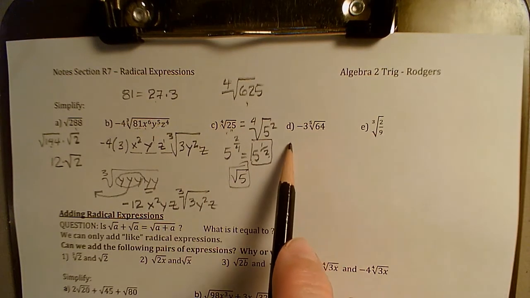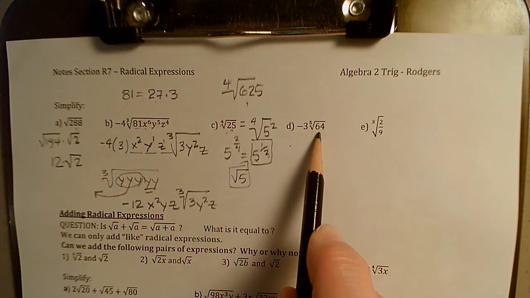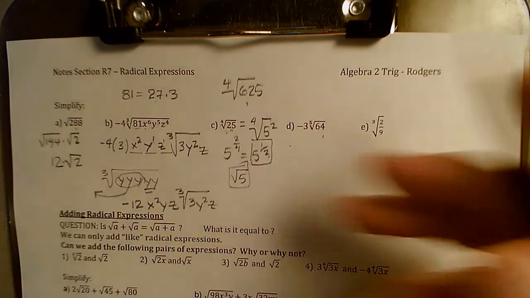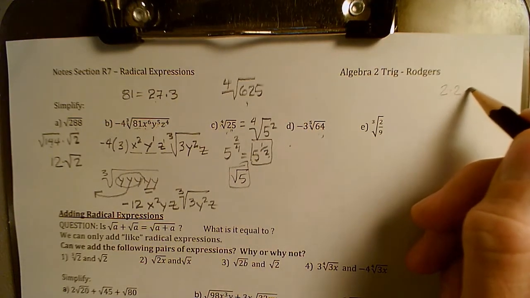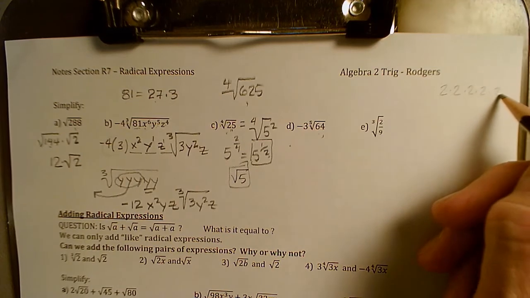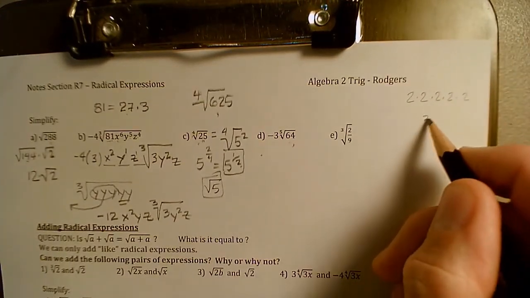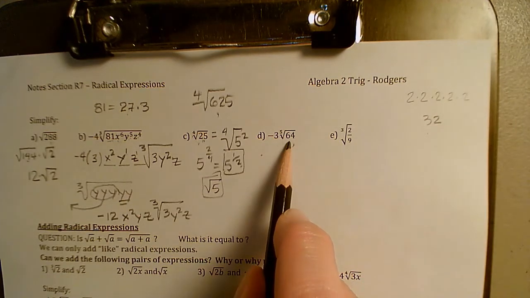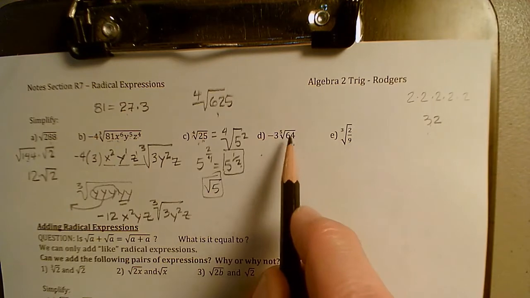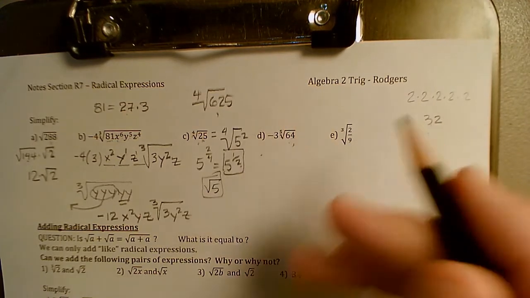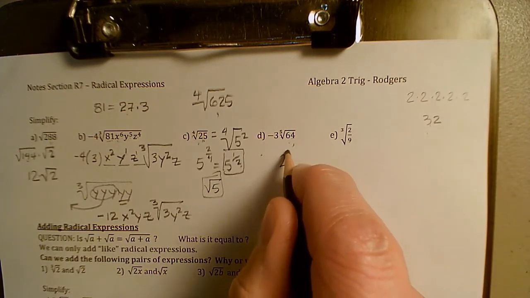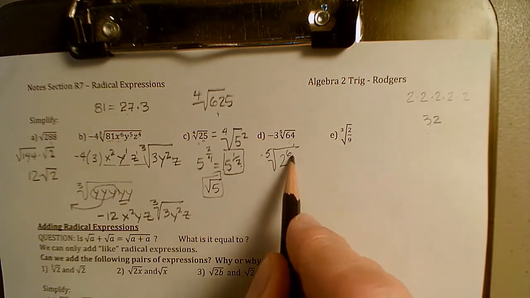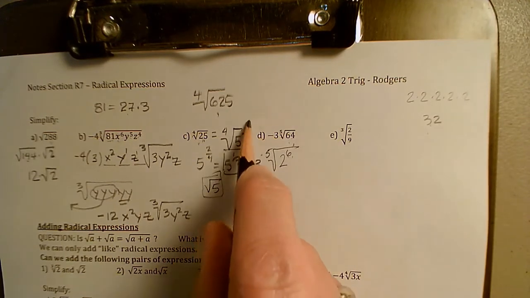All right, next one. Oh, I have a negative 3 out in front. I'm looking for perfect fifth power roots here. Well, let's see. 2 times 2 times 2 times 2 times 2. So 5 2's multiplied together is 32. So 32 is a perfect fifth power. You can see that 32 is a factor of that. So 64 is really 2 to the 6th power. So it's really the fifth root of 2 to the 6th power, and then of course there's a negative 3 out in front of that thing.